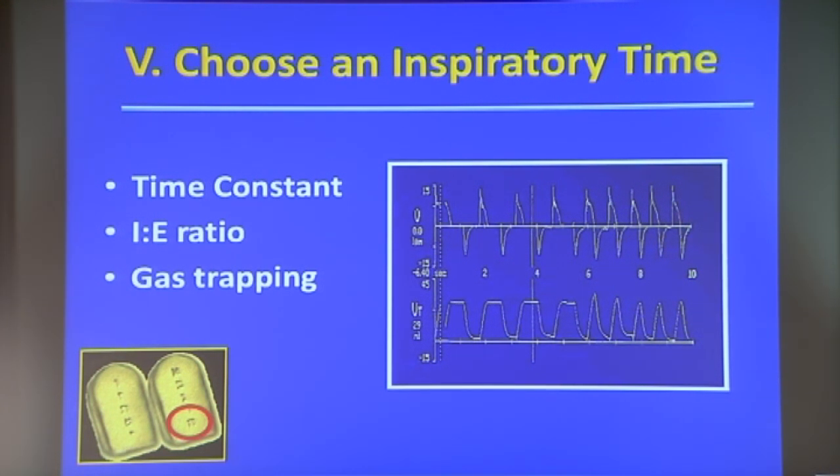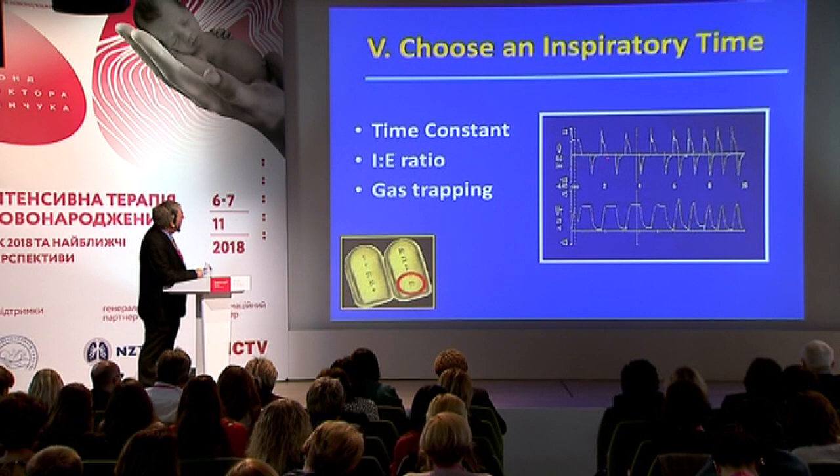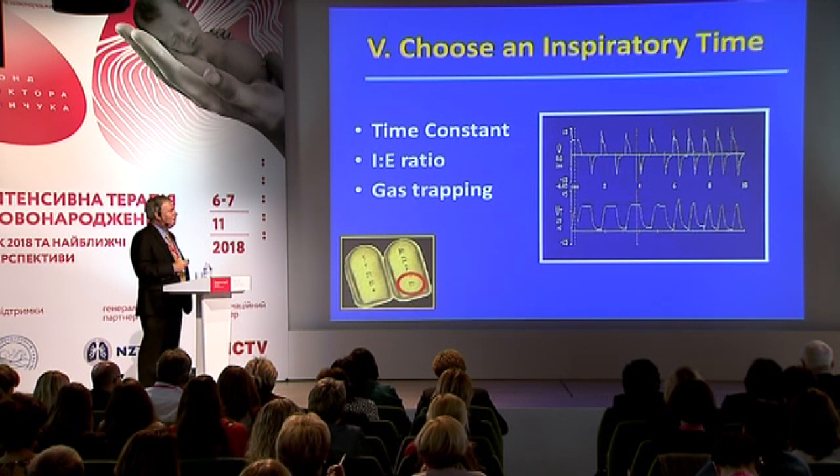And this slide just shows you what happens. Here, this breath is being time cycled, and the inspiratory time chosen is too long. You see what happens. We're getting a plateau in our tidal volume delivery, and you see that although the breath ends here, the exhalation valve doesn't open until this point. So the baby is really receiving too long a breath with too much volume.